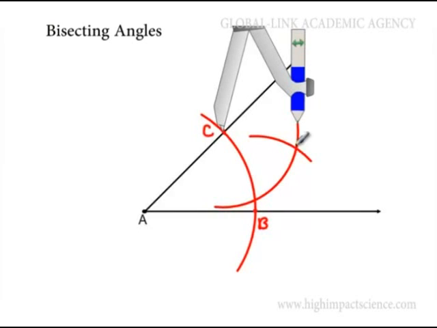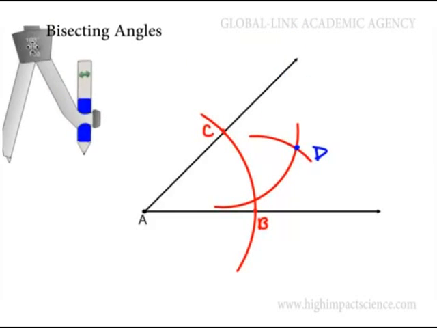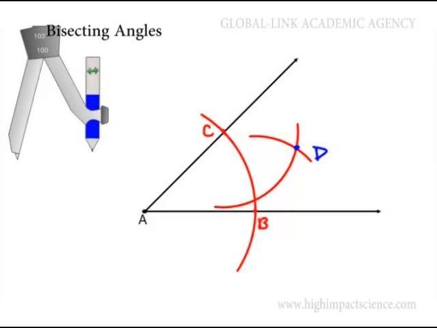The angle bisector should pass through this point of intersection. All you need now is get a ruler and draw that bisector from the vertex at A.